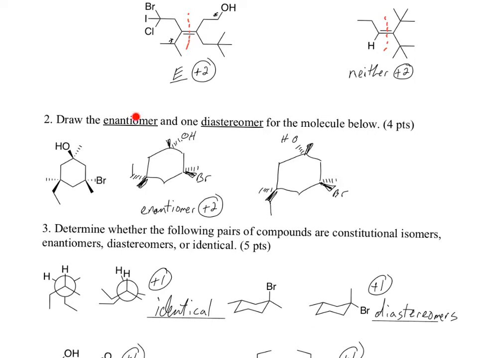So for this one, draw an enantiomer and a diastereomer. Easiest way to do this, for the enantiomer, everything is opposite. You could do the mirror image way as well, but whatever is wedged becomes hatched. And that's the enantiomer. It changes every asymmetric center.